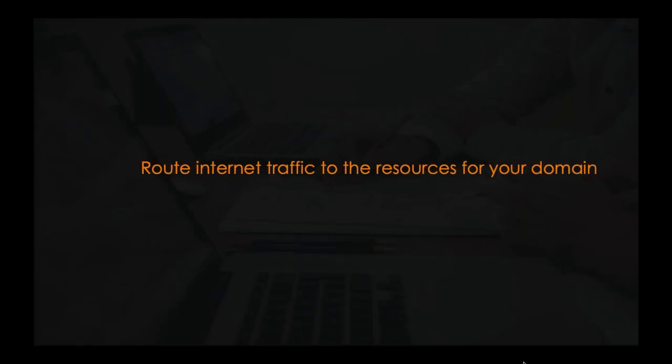Now with Route 53, you can also route internet traffic to the resources for your domain. Once your resource is created, maybe your VPC or EC2, to route the traffic coming from the internet to these servers, you can use Route 53. Let's say you have one EC2 machine on which the Apache server and your entire website is running. Now you have a domain, sample.com. Whenever a user hits sample.com, this request should be diverted to that particular server. So routing from sample.com to that particular server can be done via Route 53.